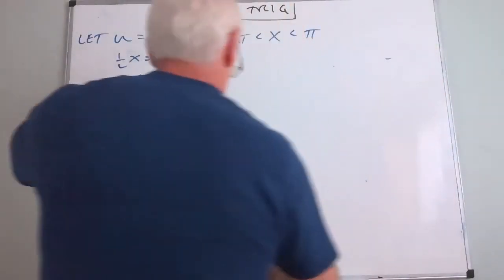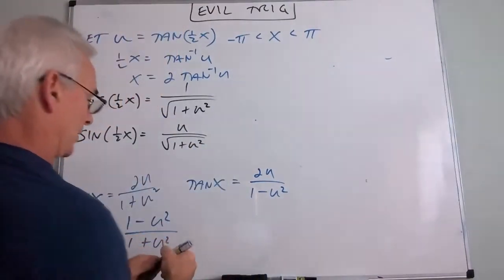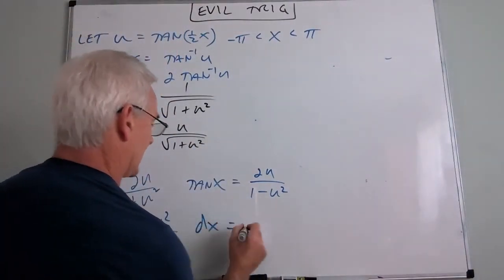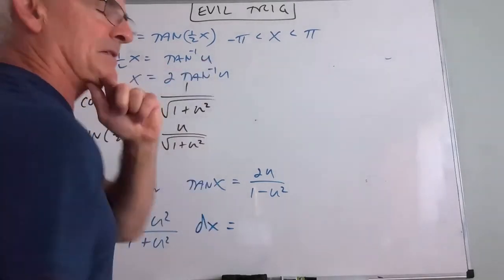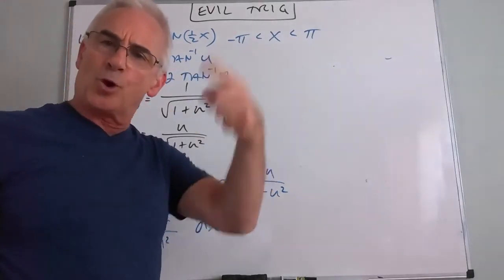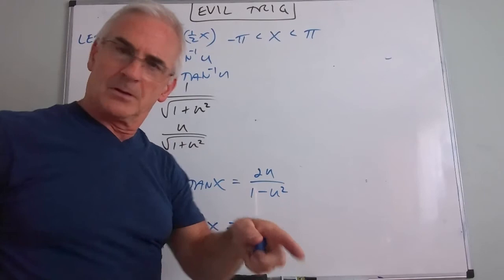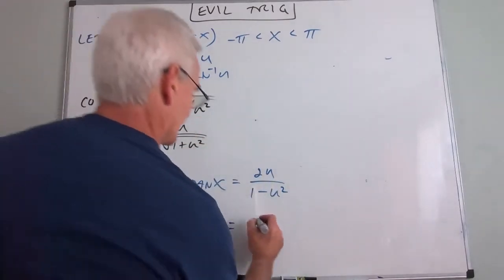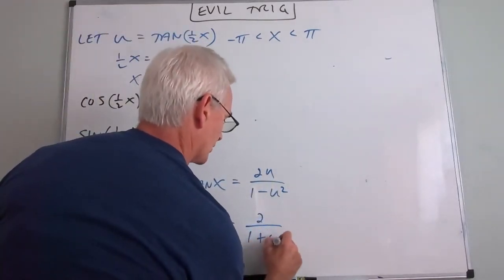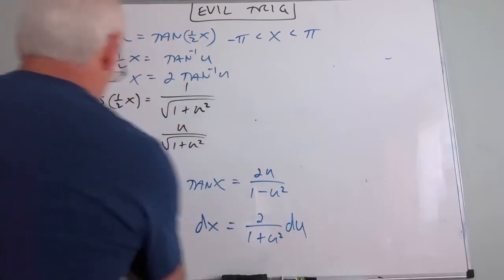So I need the dx. The last piece of my puzzle is right here. What does dx equal? Well, what's the derivative of inverse tan of u? Isn't it 1 over 1 plus u squared? Yep. Well, I got a 2 right there. So it'll be 2 over 1 plus u squared du.